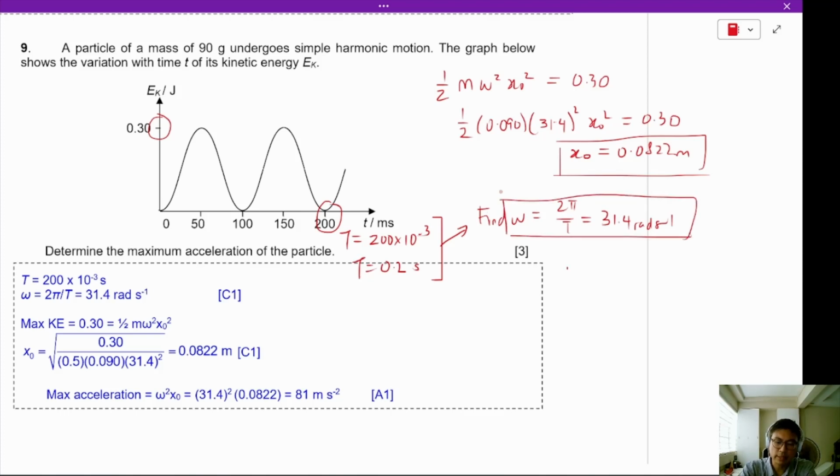What about the maximum acceleration? A naught will be equal to omega squared X naught, magnitudes. Okay, the maximum acceleration will therefore be 31.4 squared multiplied by the amplitude. That will be 81 meters per second squared. Done.